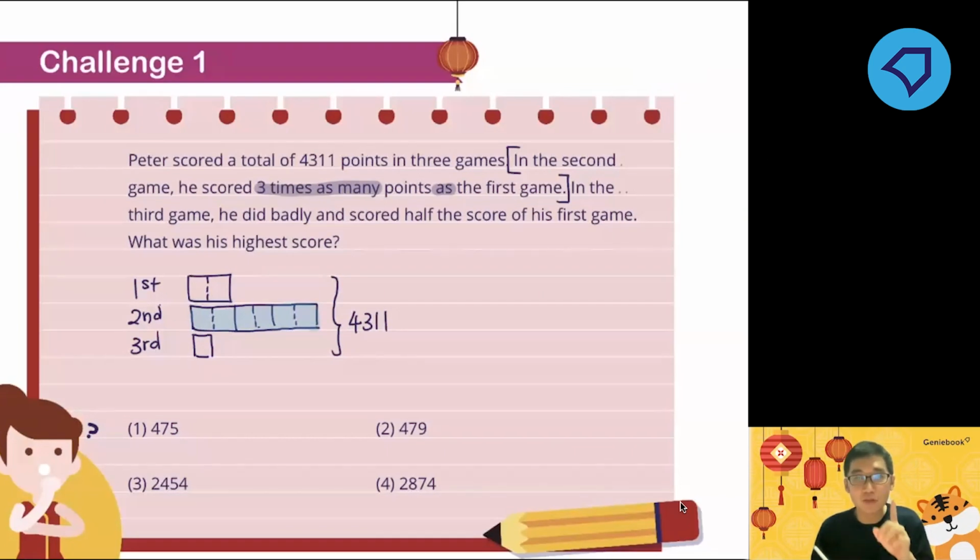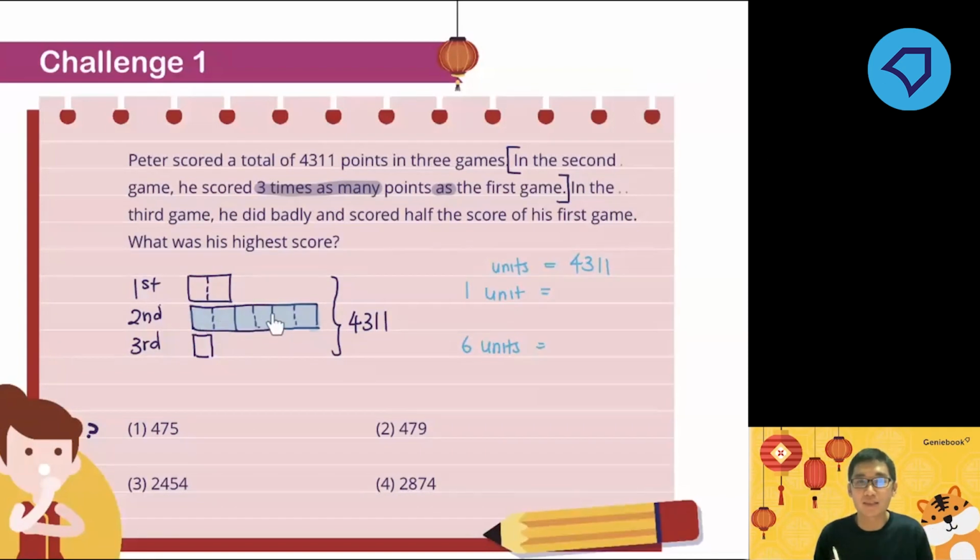Okay, so first thing you need to do is identify how many units here represents 4,311. Then find out what's one unit equal to. Then you want to find the highest score, right? How many units is the second game? 6 units. Okay, so these are the steps to solving the question, all right? So I will give you 2 minutes, okay, to try out solving this question. Okay, 20 bubbles for this.